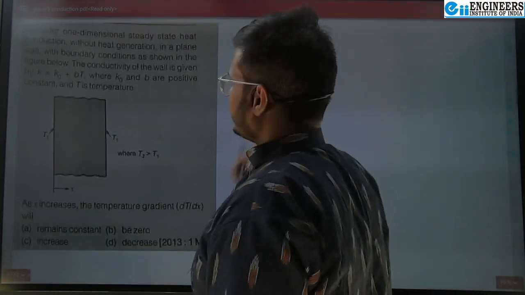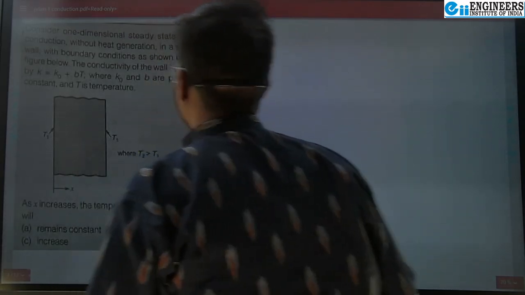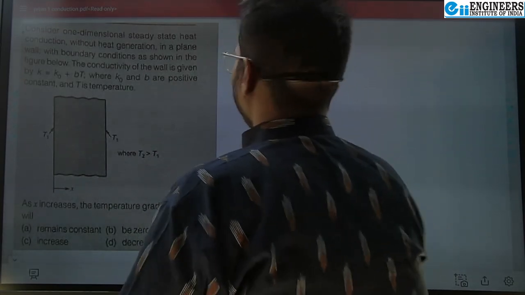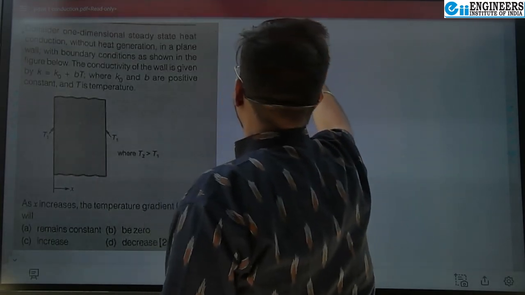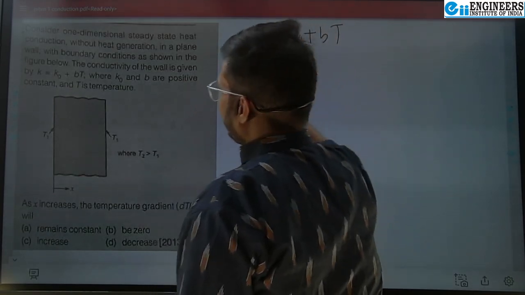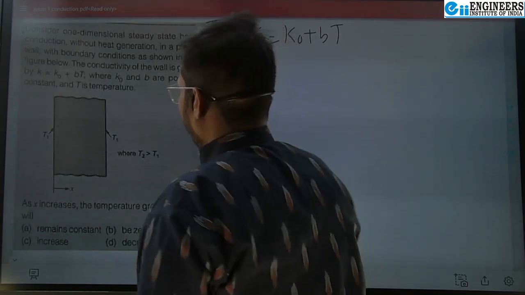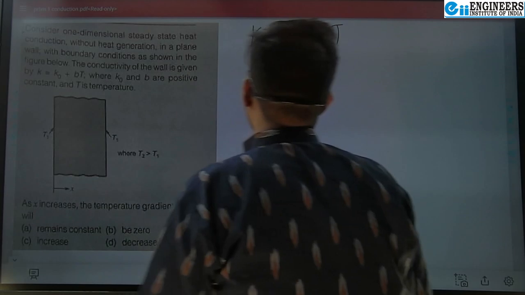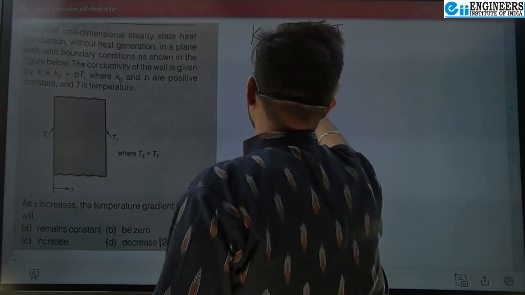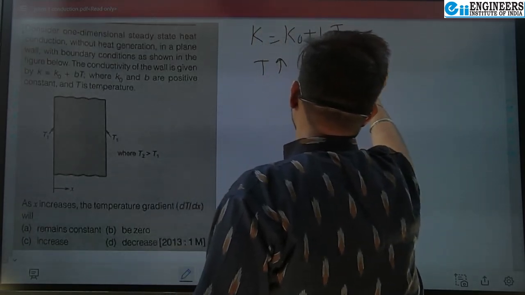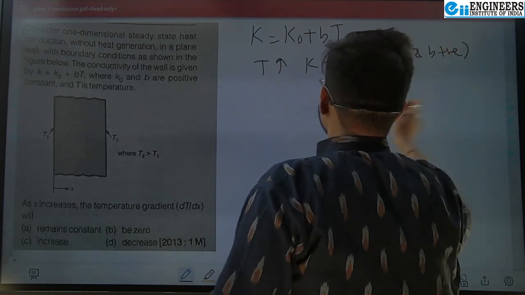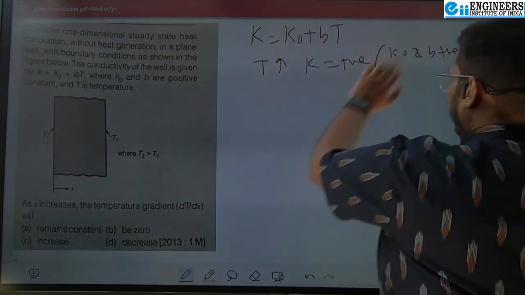And what does the question state? Consider a one-dimensional steady-state heat conduction without heat generation in a plane wall. The condition is that K is equal to K0 plus B into T, given that K0 and B are positive, and T is the temperature. If T2 is greater than T1, what will happen over here? Here K0 and B are positive. Then as T increases, K will give you a positive value. Why? K0 and B are positive, so as T increases, K also increases.